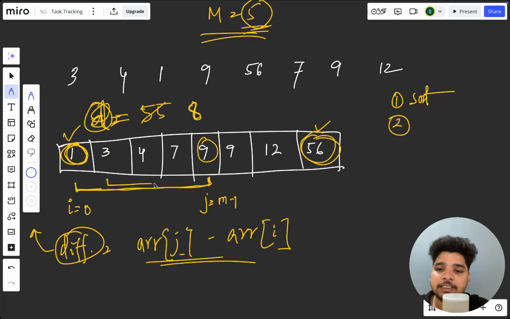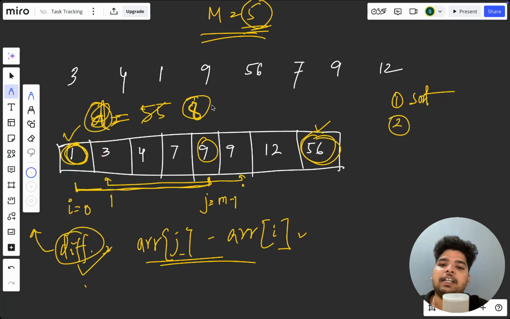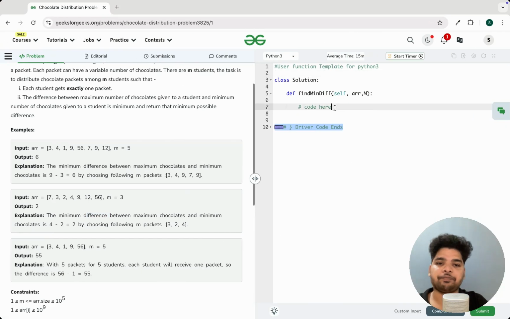Then again we'll shift the window, moving it to the right. i will be 1, j will be the next element. Then again we'll calculate the difference, and if it is less than 8, we'll update it. Finally, whatever minimum difference we get will be our answer. So now let's code this.